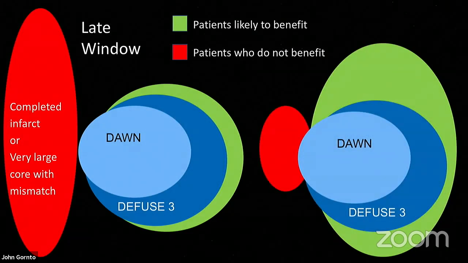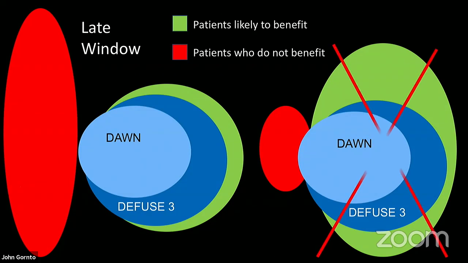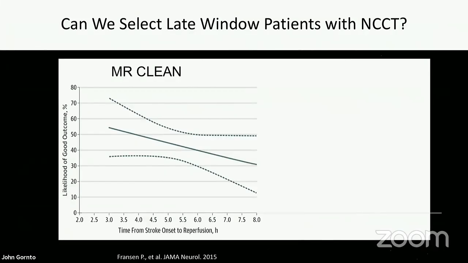Some people see the world like this. They think virtually everybody can benefit from this therapy. It doesn't hurt anybody. Virtually everybody can have some benefit. They see a small red zone in the late window. I don't think that's true. And the evidence for that comes from virtually every trial that's looked at treating late patients without selecting.